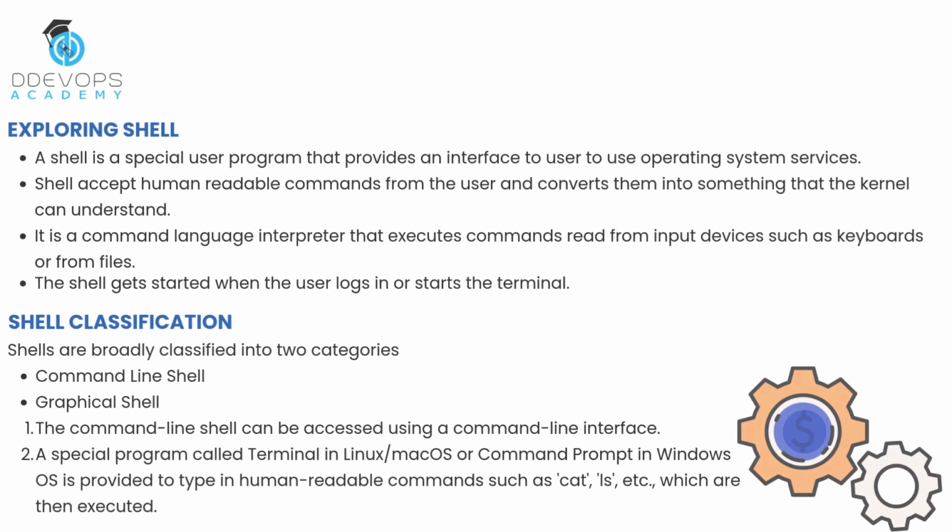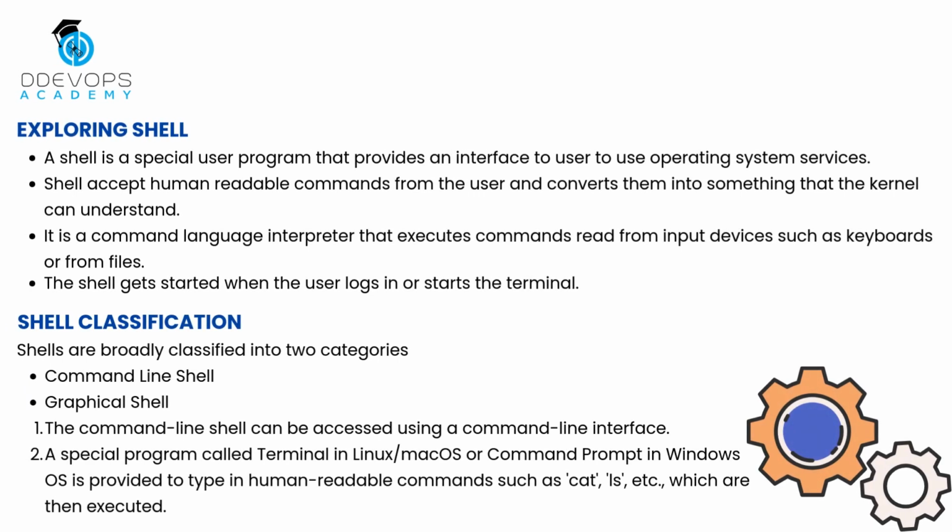Let's explore the shell a little deeper. The shell acts as a bridge between you and the operating system. It takes your human-readable commands and translates them into instructions the kernel understands. Shells come in two main types: command line shells, like the terminal in Linux or command prompt in Windows, and graphical shells, which offer a visual interface. When you log in or open a terminal, the shell is ready to serve.